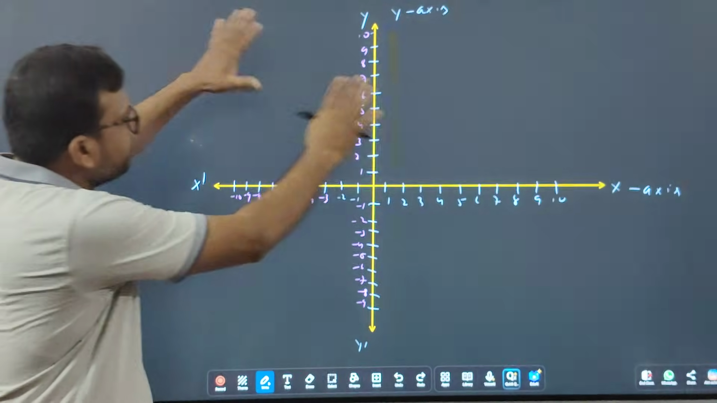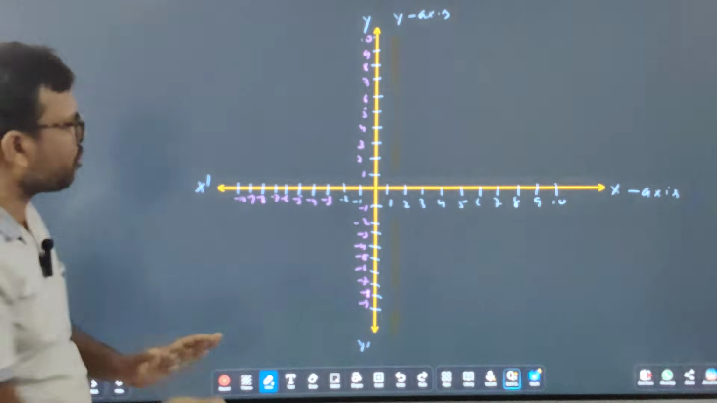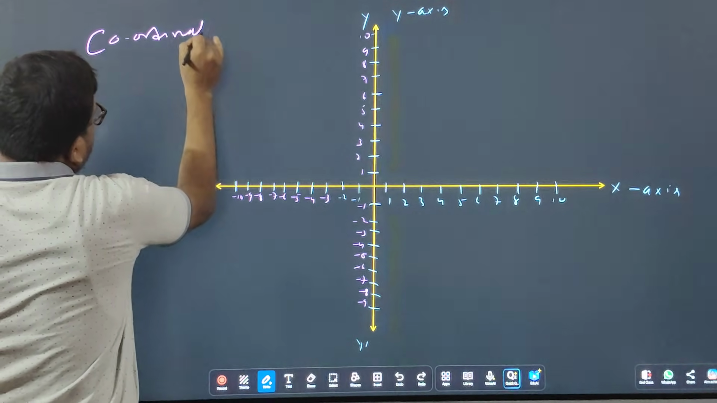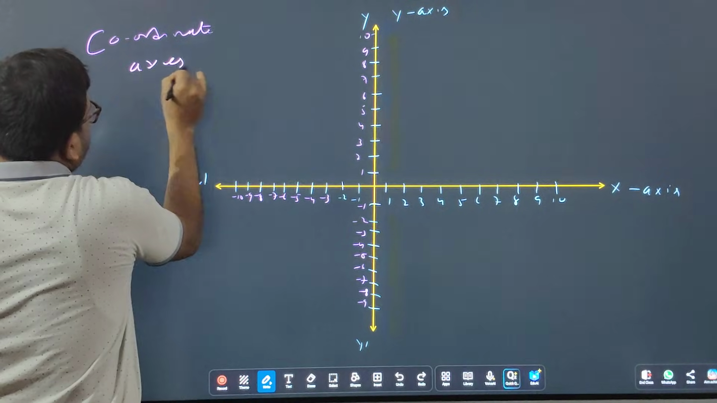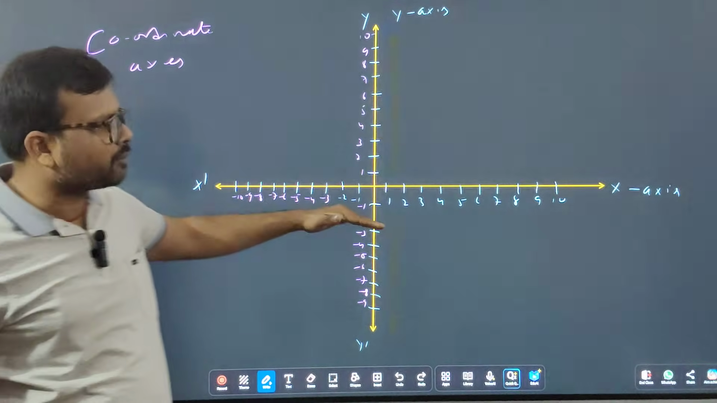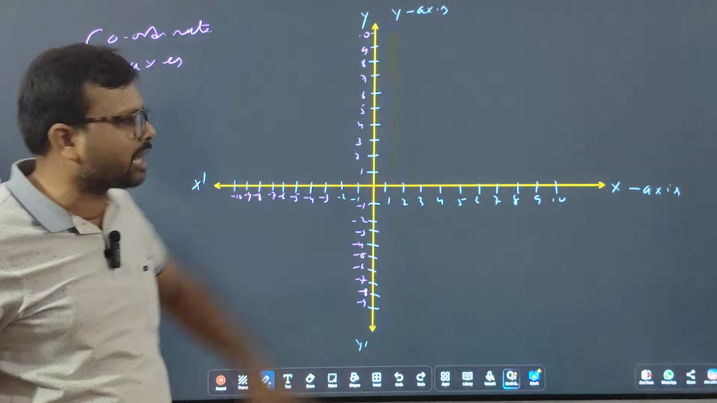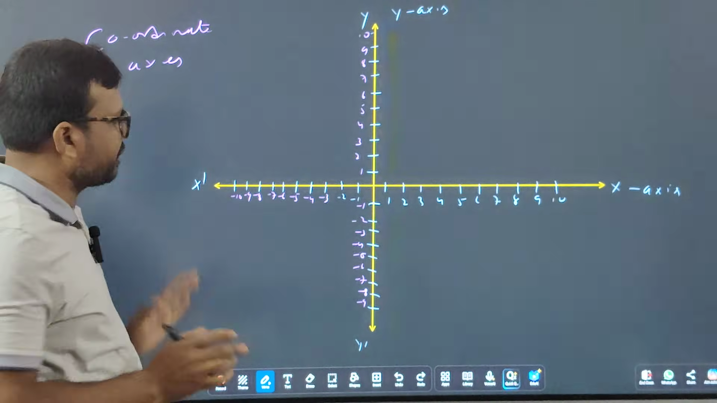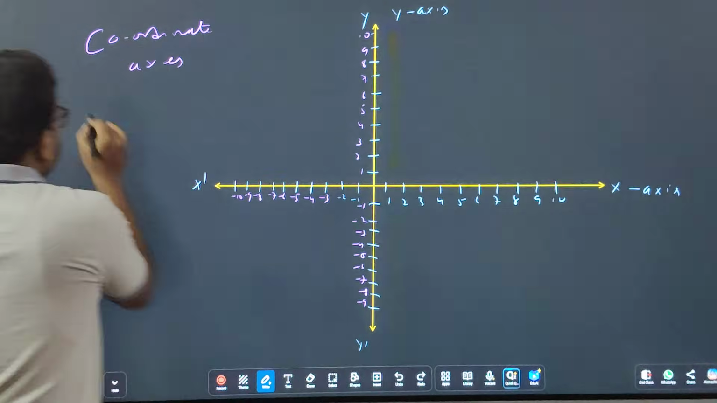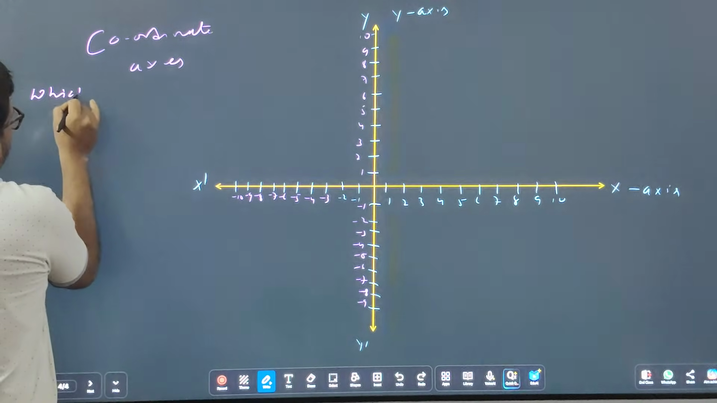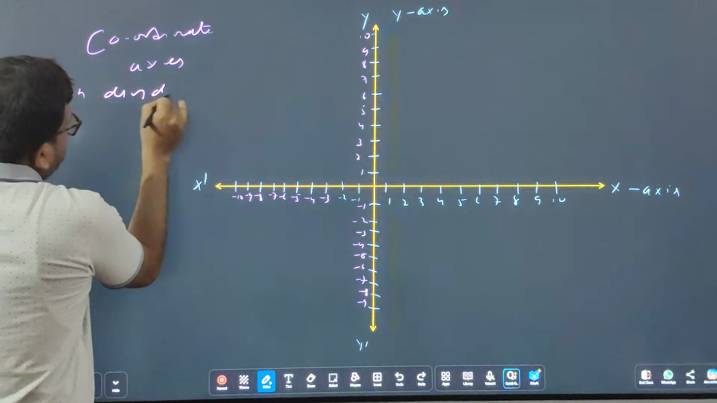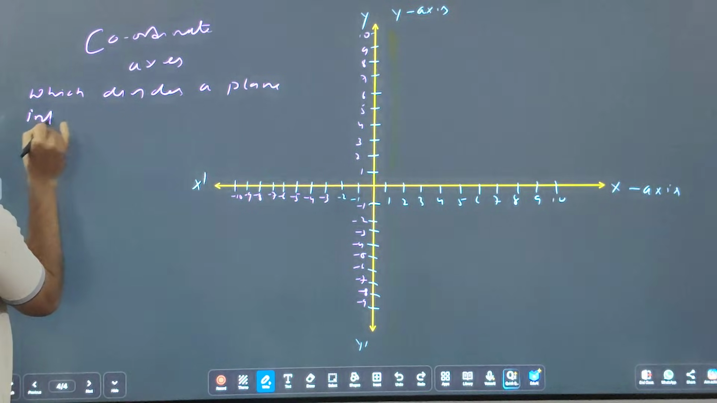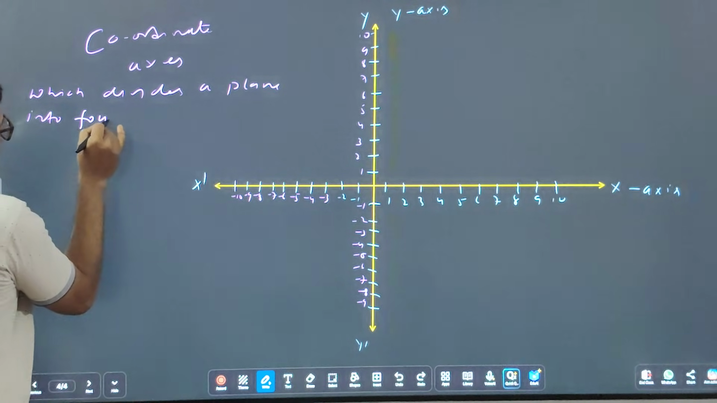So this complete setup is called what? Coordinate axis. Two lines, horizontal and vertical, perpendicular in a plane, are called coordinate axis, which divide a plane into four equal parts.